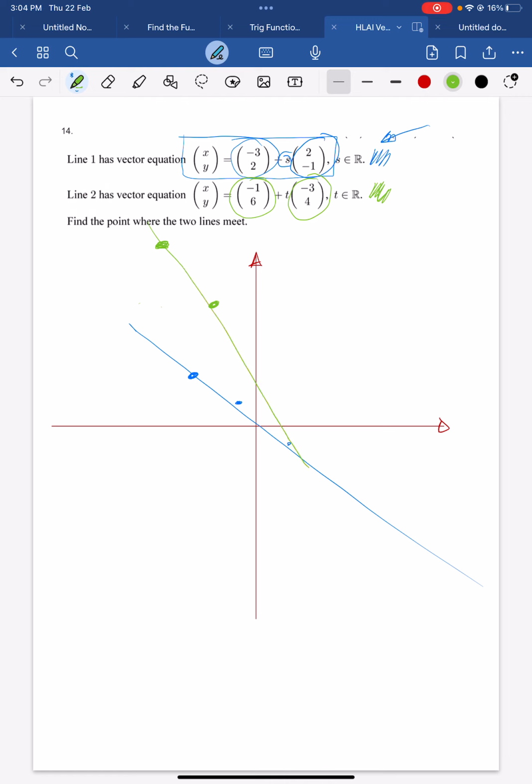And you can see there's going to be an intersection point, right? Because the gradients are different. Again, it's not to scale, but it's just an idea of how to interpret these two vector equations of lines. So let's just go to the exam solution. The exam solution is quite simple, really.